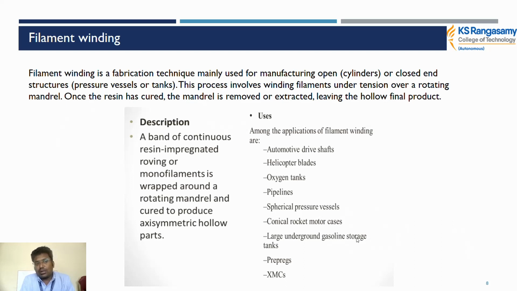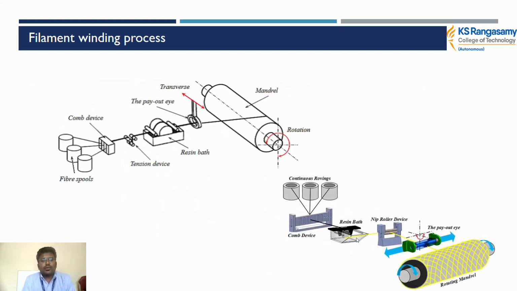So this is the major product we will be producing. The filament winding process is used in various industries like automotive drive shafts, helicopter blades, oxygen tanks, pipelines, spherical pressure vessels, and conical rocket motor packages. So these are the major applications of the filament winding process. This is the working principle of the filament winding process.